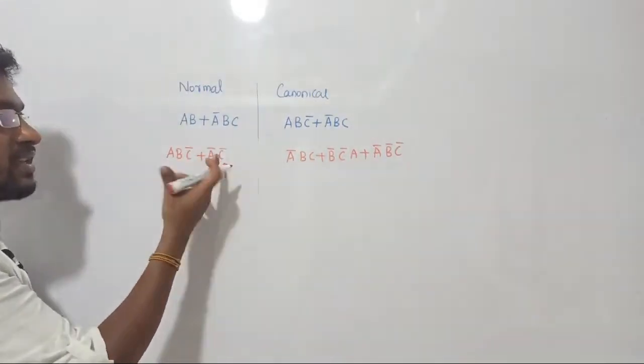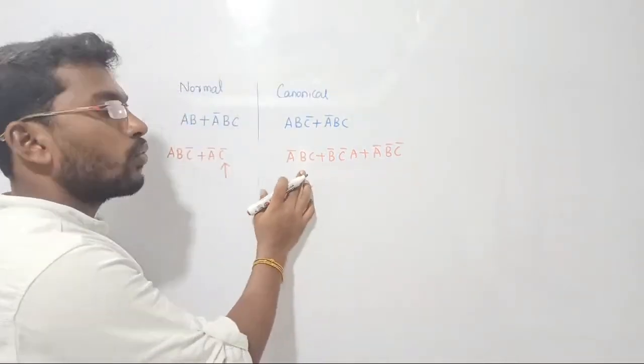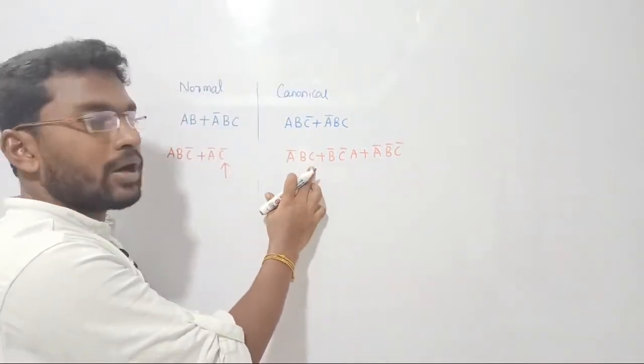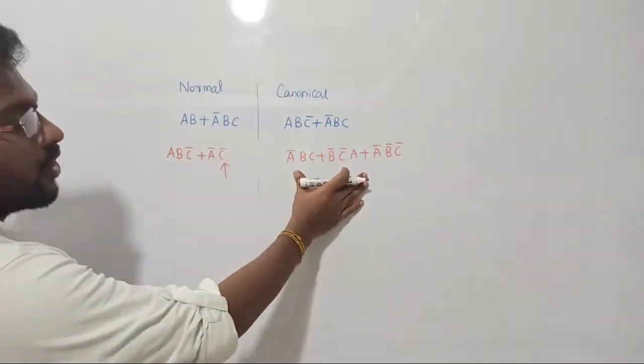A is there, C is there, but B is missing. But here I have three sets of terms, right? All are having proper literals. ABC will be available, ABC will be available, ABC will be available. That is called canonical or standard form.